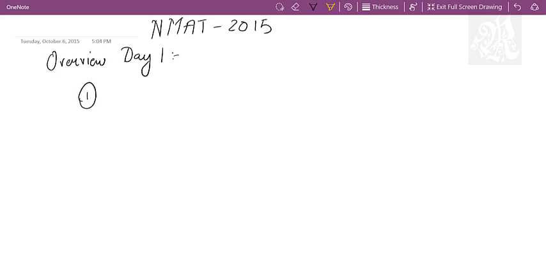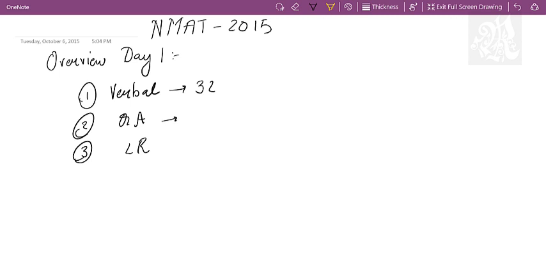So NMAT had three sections as usual. One is verbal ability, the next one is quantitative ability, and the last one is logical reasoning. In verbal, the number of questions is the same, 32. In quant we had 48 questions, and in LR we had 40 questions.